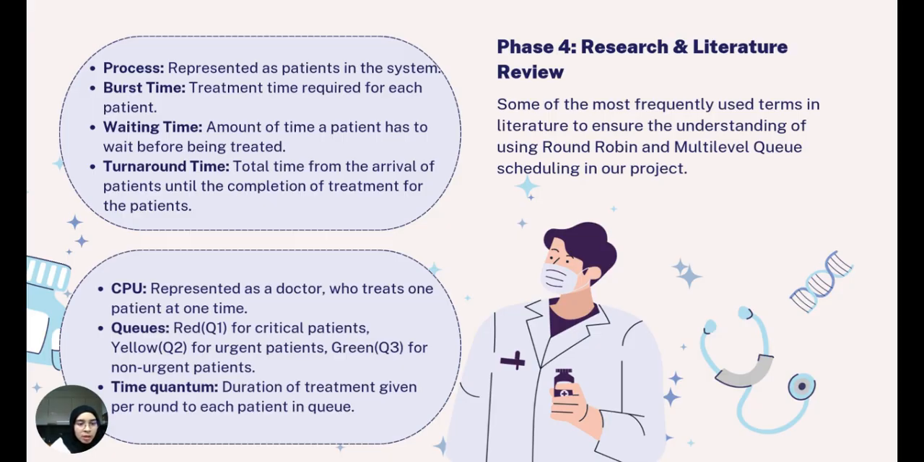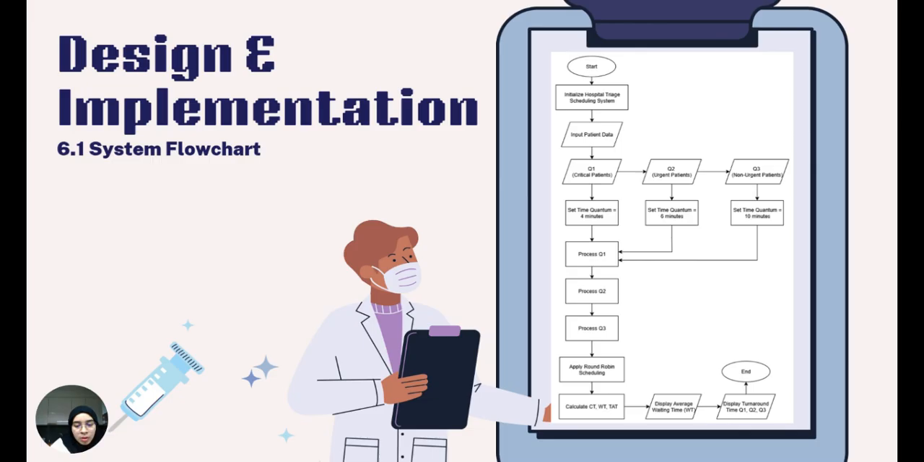Okay, now for the mapping to our operating system: the CPU is represented as a doctor who treats one patient at a time. Queues: red, Q1 for critical patients; yellow, Q2 for urgent patients; green, Q3 for non-urgent patients. And time quantum is the duration of treatment given per round to each patient in the queue. Okay, now for the design and implementation.